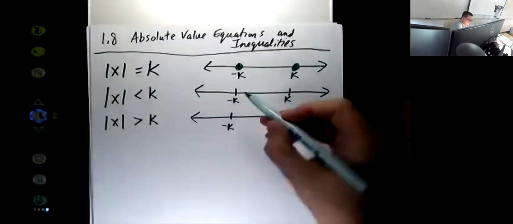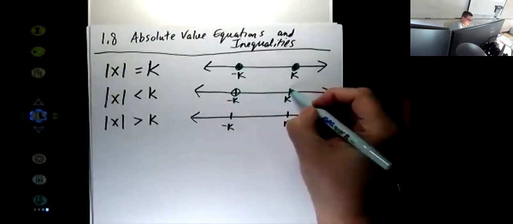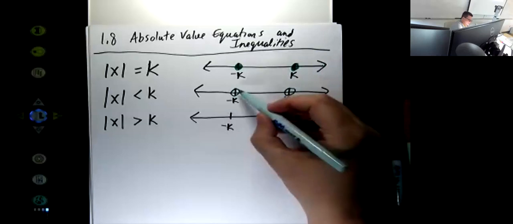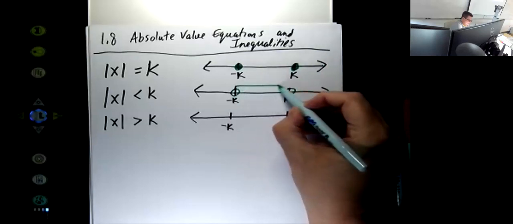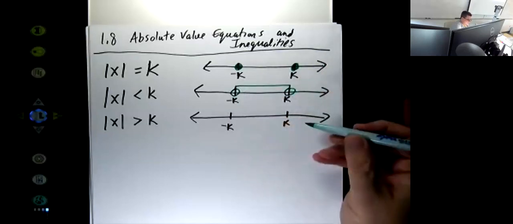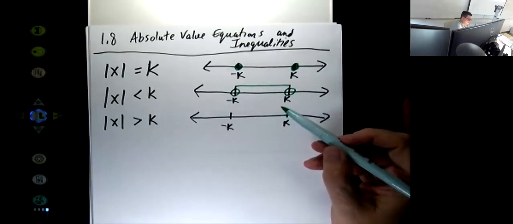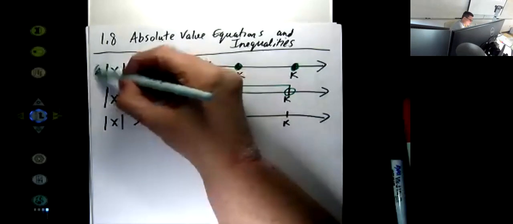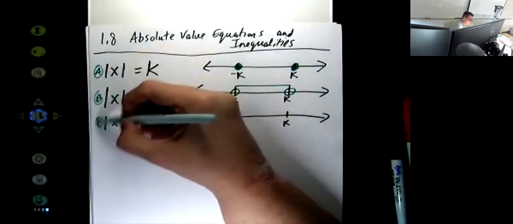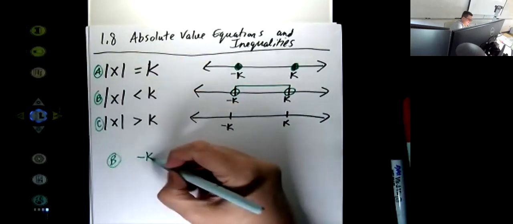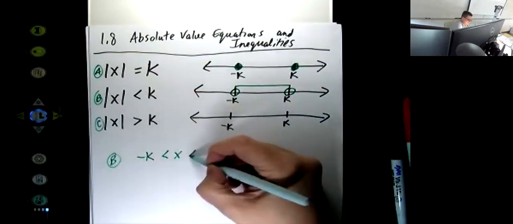The less than, since it's not an equal portion, we have hollow circles. And it makes a sandwich. So let me label them A, B, and C. B can be rewritten as negative k is less than x, which is less than k.